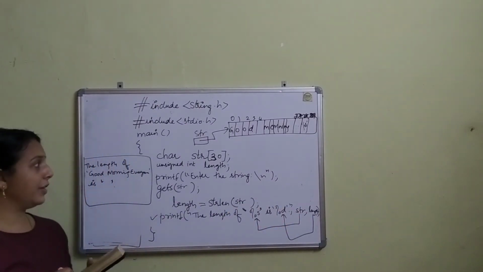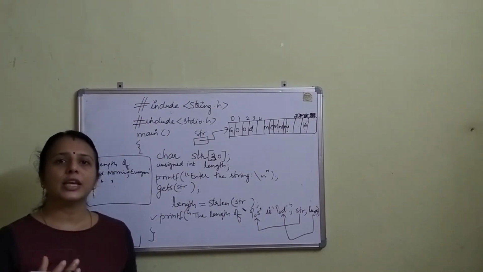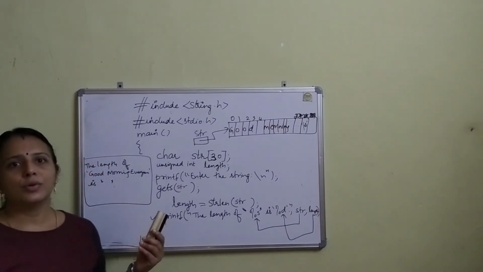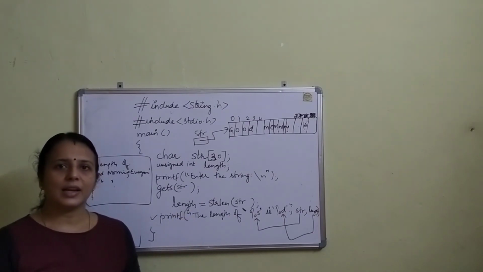So this is how you get the length of the given string using the string handling function strlen. Hope this is clear to all of you. Work out other examples and you will understand this point very clearly.